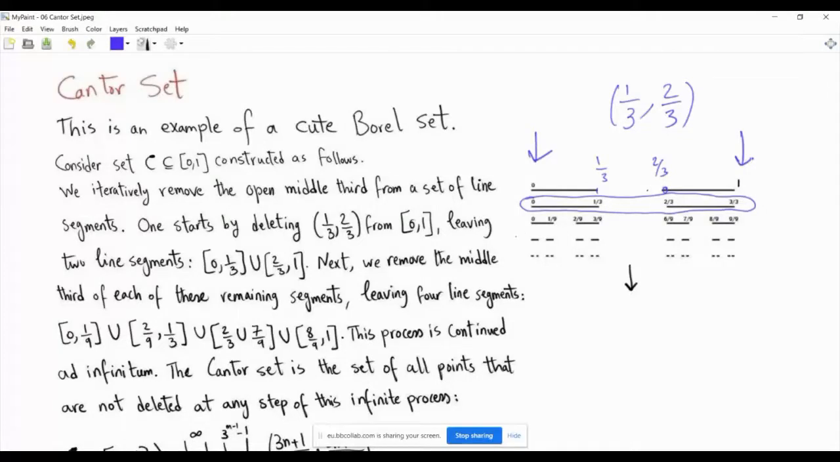Then for each segment here, we repeat the trick again. We remove basically the middle third from this segment and from that segment. So now we have 4 segments as shown. And then we do this again and again, and again, and again. We do this ad infinitum.